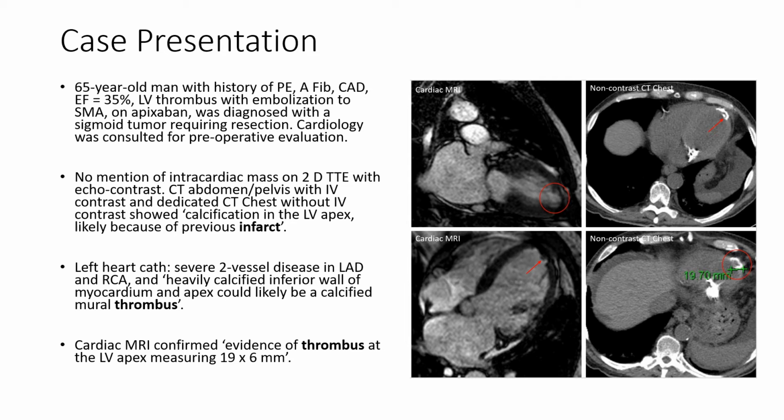He had initially been diagnosed with diverticulitis that was complicated by colonic perforation, multiple intra-abdominal abscesses, and sepsis despite antibiotics and drainage. During this admission, cardiology was consulted for a new atrial flutter and preoperative evaluation for the resection of a newly diagnosed sigmoid tumor.